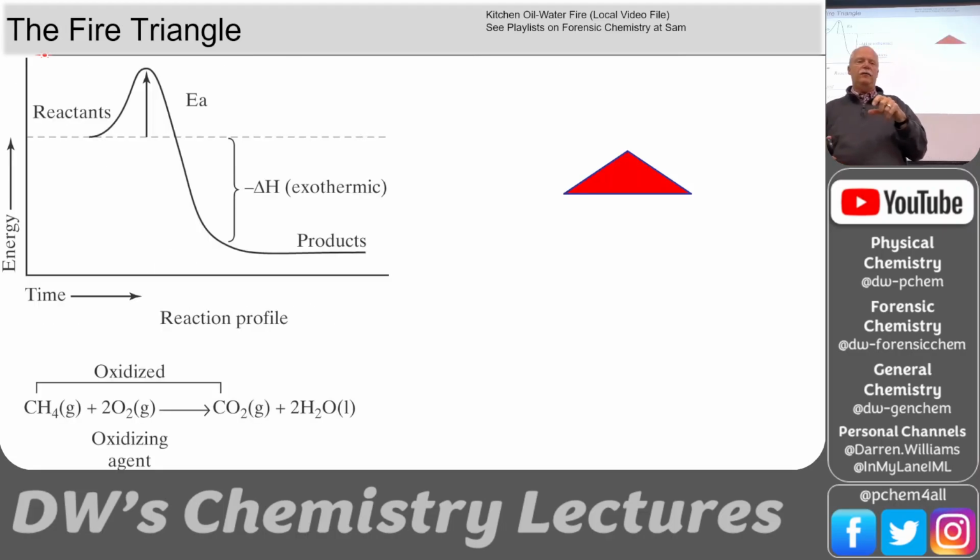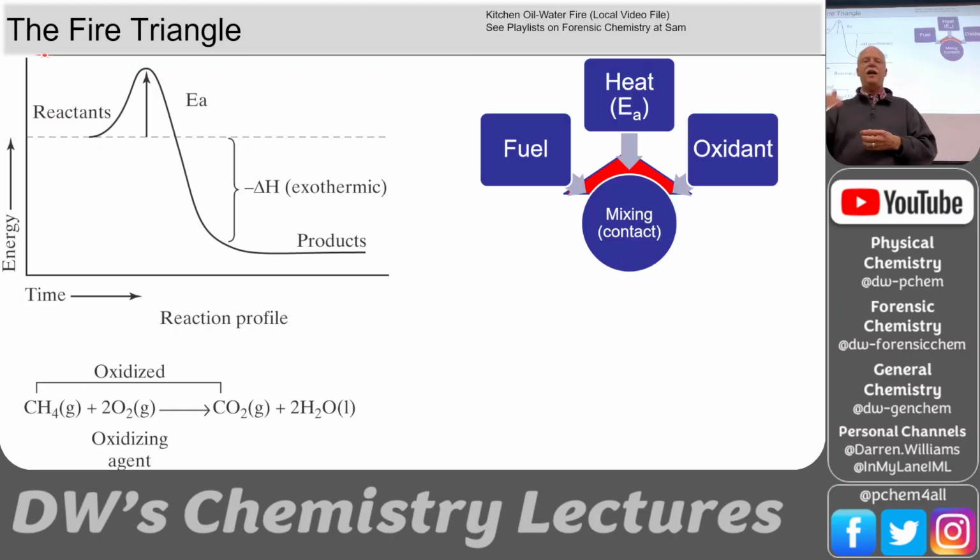So let's just start at the basics, the fire triangle. You need three things for fire to be sustained. Burning of fuel with oxygen is a spontaneous reaction, so it proceeds without any external input. That's how we define spontaneity. Once it gets started, it just proceeds, as long as you have fuel, as long as you have oxygen, and as long as you have enough heat to get it started. So the heat is the activation energy.